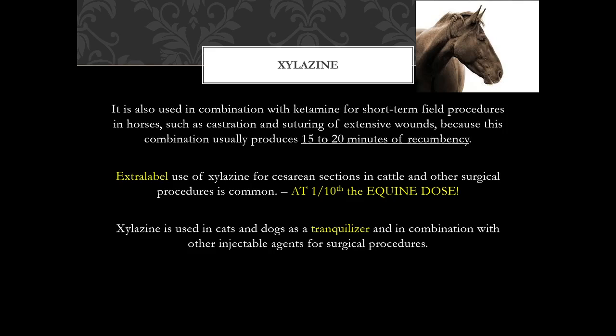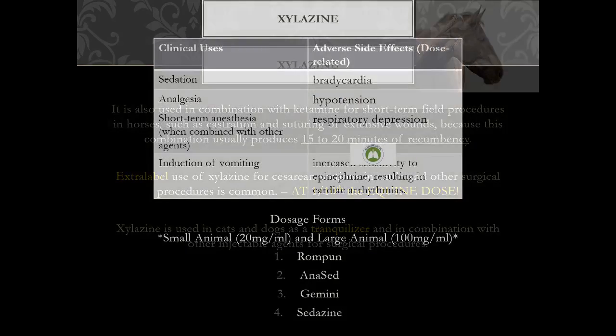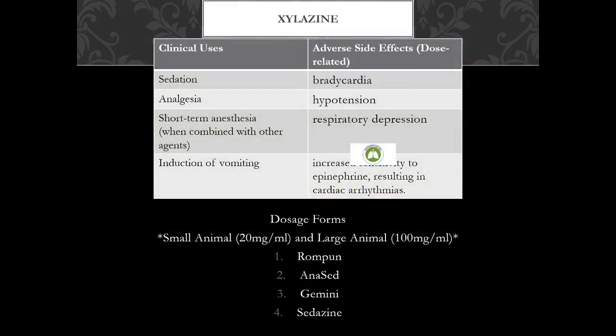Xylazine is used in cats and dogs as a tranquilizer and in combination with other injectable agents for surgical procedures. You don't see it used a lot in small animal. So we use it for sedation, analgesia, short-term anesthesia if it's combined with something else, and if we need to induce vomiting in a dog or a cat.